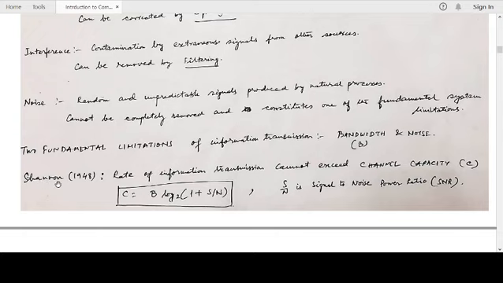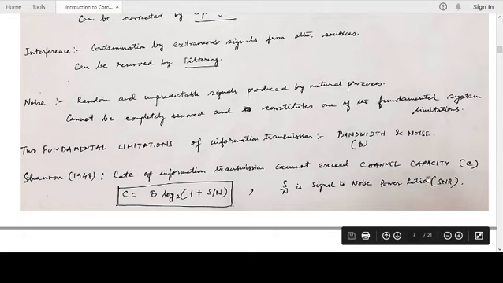1948, the landmark paper by Claude Shannon, father of modern day communication theory, who proposed, mathematically derived in fact, that the rate of information transmission cannot exceed channel capacity. Channel capacity is a concept which we'll discuss much later in the course. The channel capacity is given by B log base 2 (1 plus S by N). B is the bandwidth of my signal.